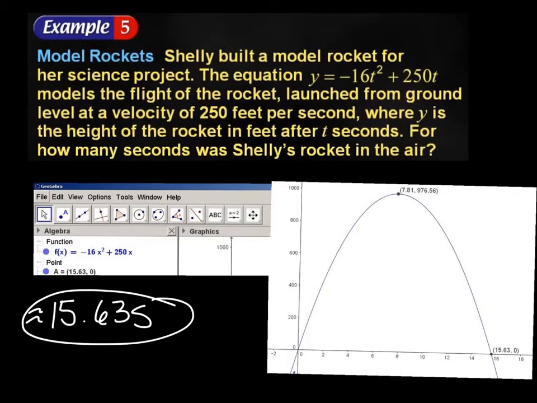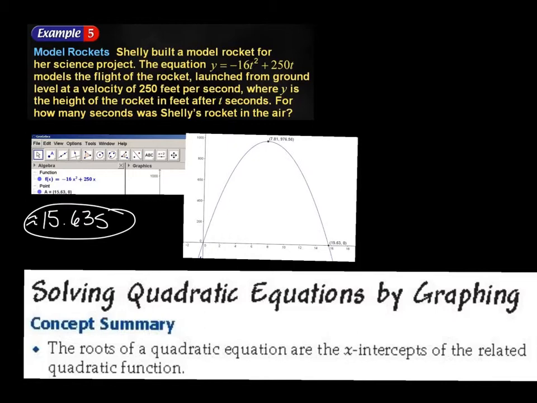They always do. The roots of a quadratic equation are the x-intercepts of the related quadratic function, which may or may not be integers.